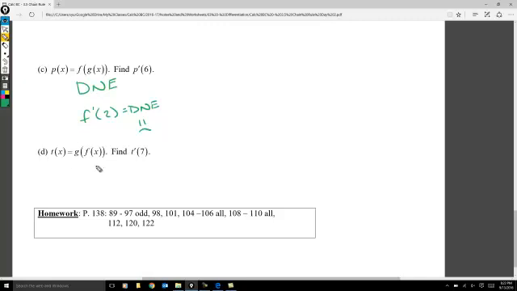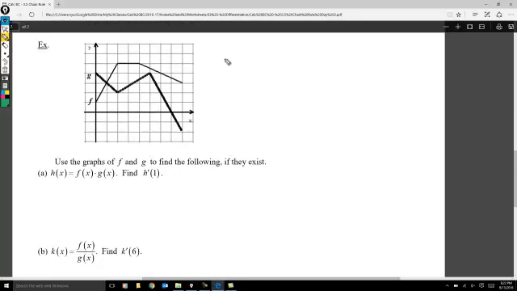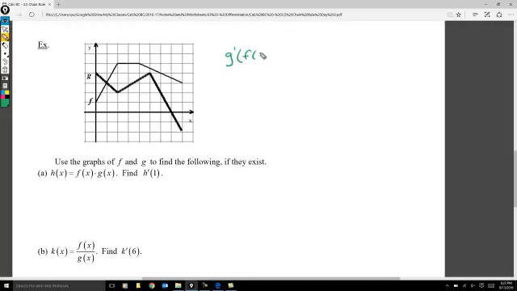So I need to evaluate g of f of x at 7. Let's look at my graph. What I'm trying to figure out is g prime of f of 7 times f prime of 7. First, let's figure out f of 7. I go to 7 and go up to f, and it looks like about 4.5. So f of 7 is about 4.5.